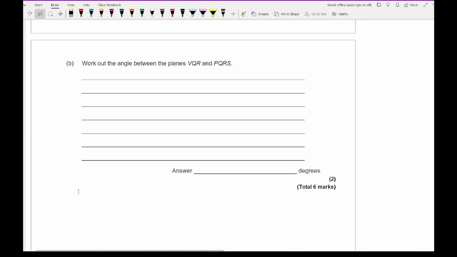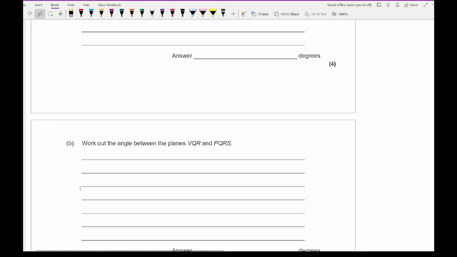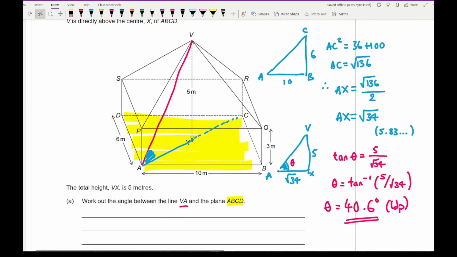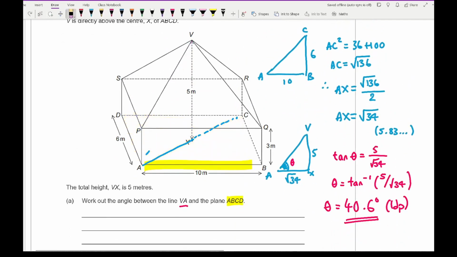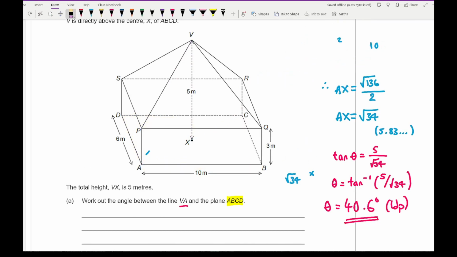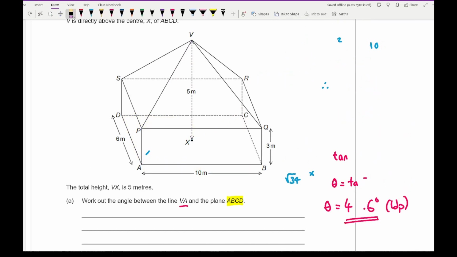So then moving on to question B. Question B says work out the angle between the planes VQR and PQRS. Struggling to read my alphabet there. So let me just start by getting rid of all of this. Like I said, what we want to do with these types of questions is highlight what we're actually trying to find, because within this diagram there are a lot of angles we can find, and certainly a lot of sides we can find as well. So let's have a look at what it is.